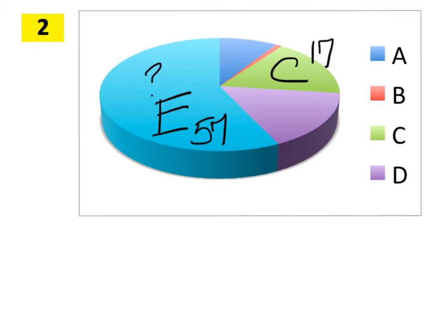What is the amount for D in purple? The exact amount for D is 16. What is the exact amount for A, the dark blue? The exact value for A is 9.